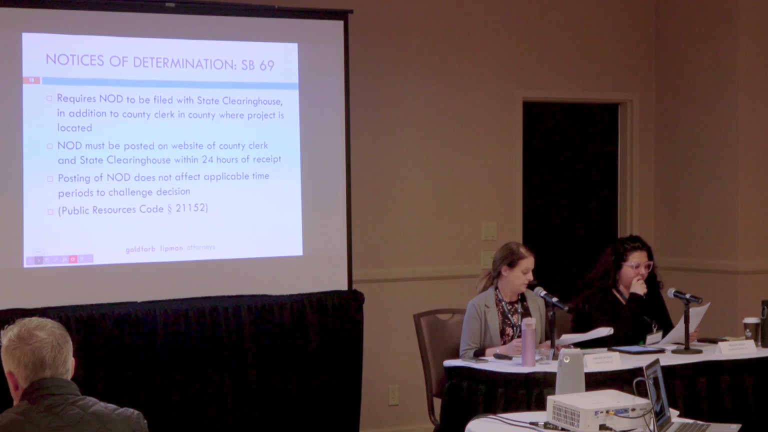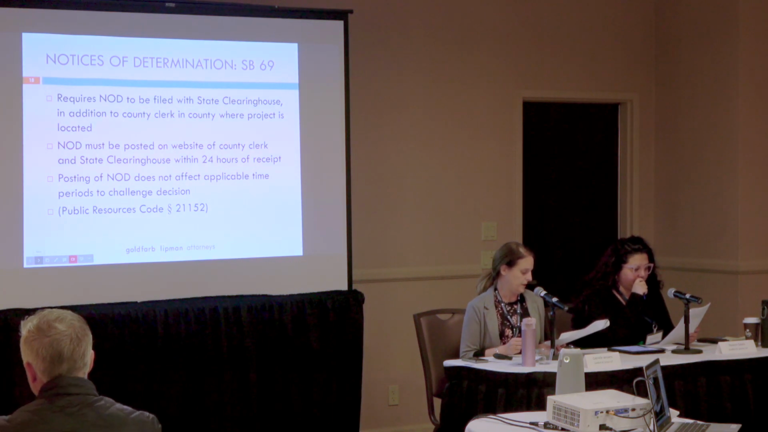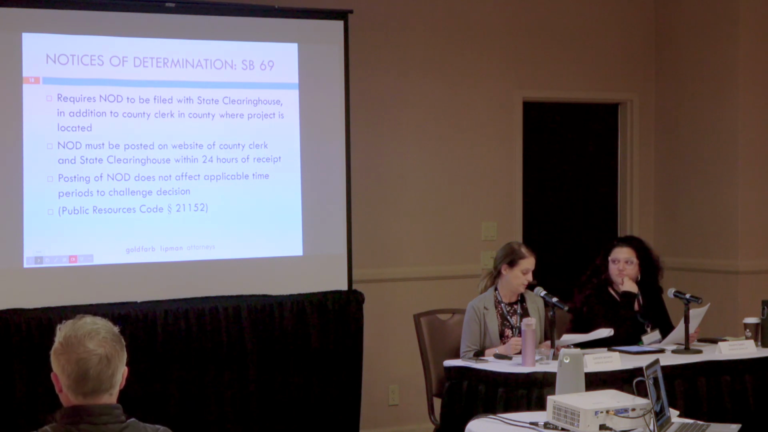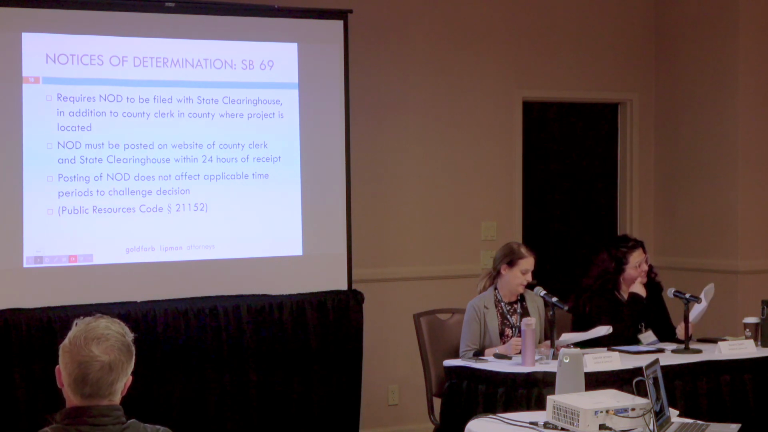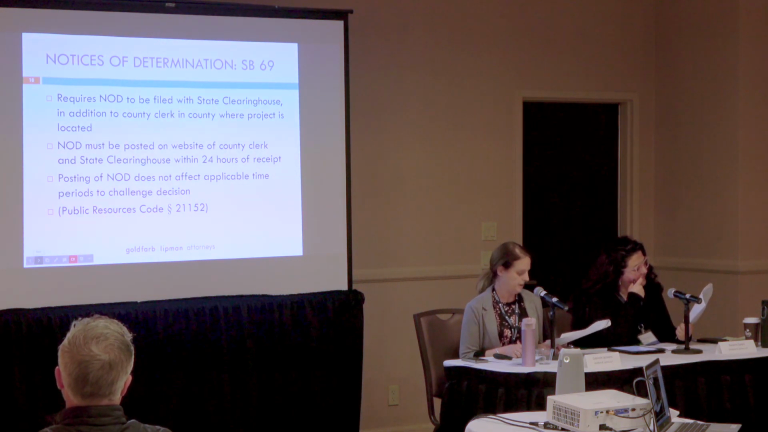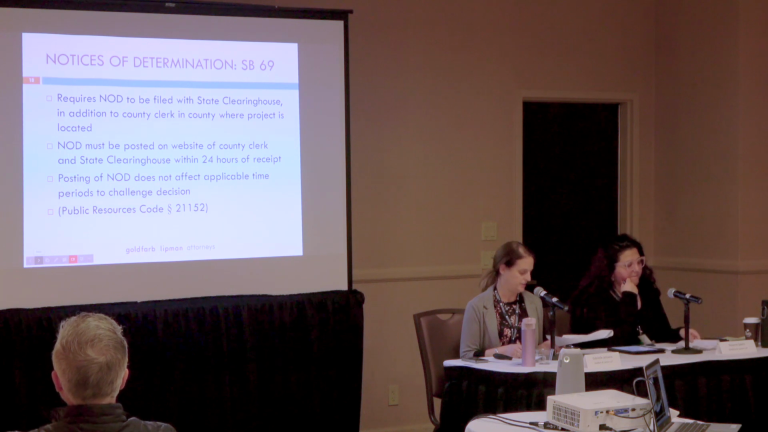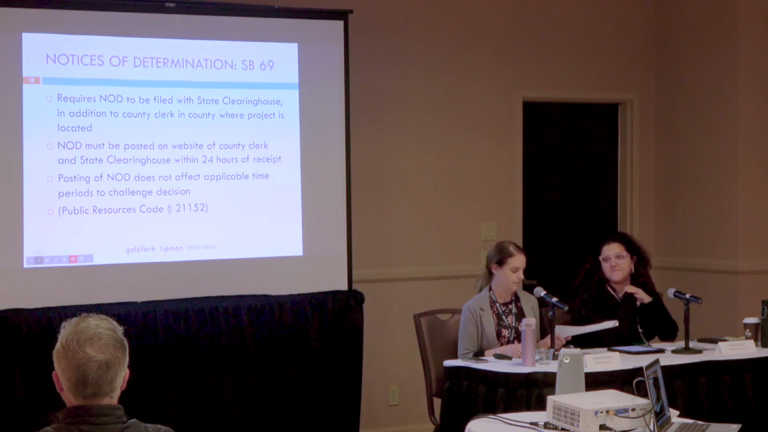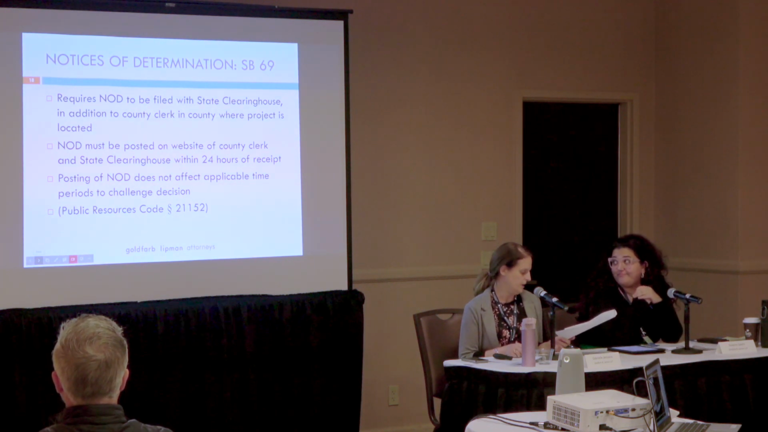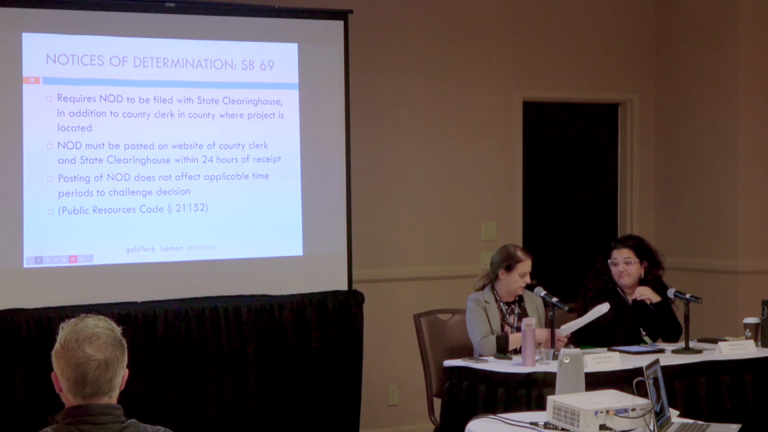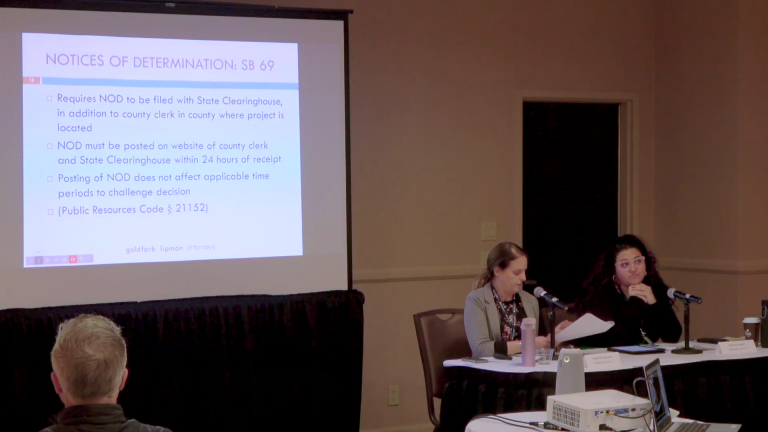The next one has to do with notice of determination. So when a local agency files a notice of determination with the applicable county clerk for where the project is located, they now must also file the notice with the state clearinghouse. So kind of a minor change, just one more thing that people need to remember to do. The Office of Planning and Research has 24 hours to then post it on their website.